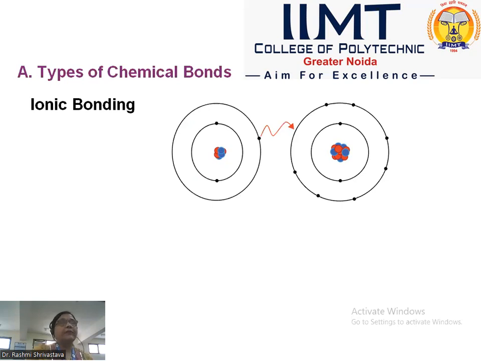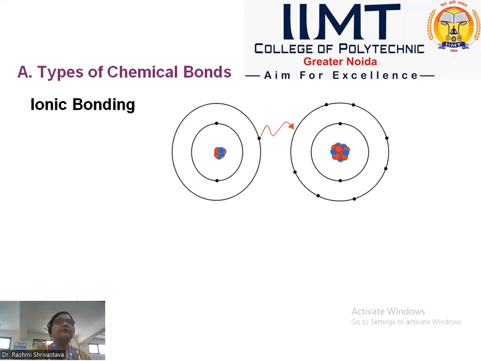So there are two types of atoms in ionic bonding. One is donor and the other is acceptor. The donor has extra one or two electrons in its outermost valence shell, and the acceptor lacks one or two electrons, to attain the electronic configuration of noble gases.